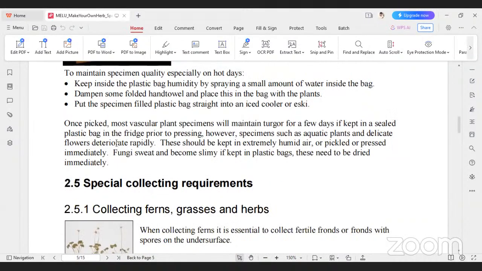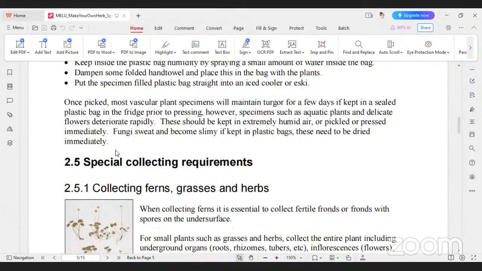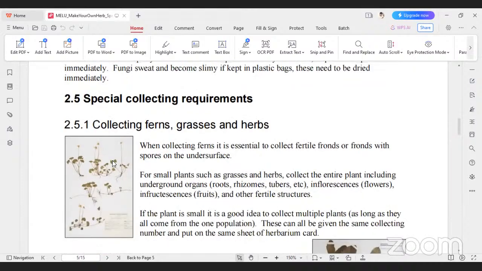Special collecting requirements. I already told you in the beginning about tender herbaceous plants, woody plants, ferns, and grasses. When collecting ferns, it is essential to collect fertile fronds, with the spores on the under surface. That is important. If you collect only the vegetative part, it is not useful. Not only leaves, but sporophyll leaves you should collect, that is the fertile cones along with the leaves.